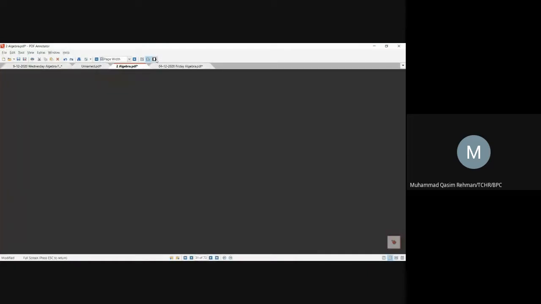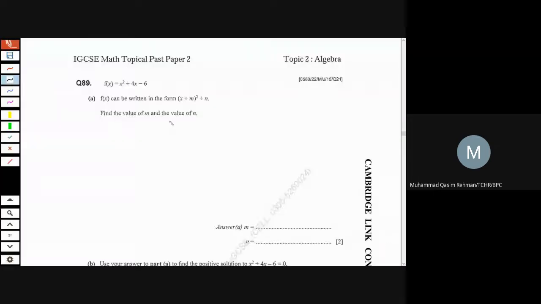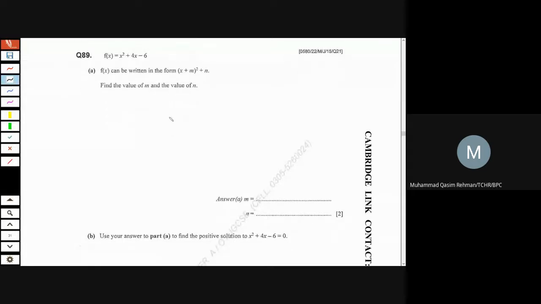All right, so there you go. This is a Cambridge question. Do not get confused with this part, like what is this? Forget about it. Just focus on the green highlighted part. X squared plus 4x minus 6, x plus m whole squared plus n.